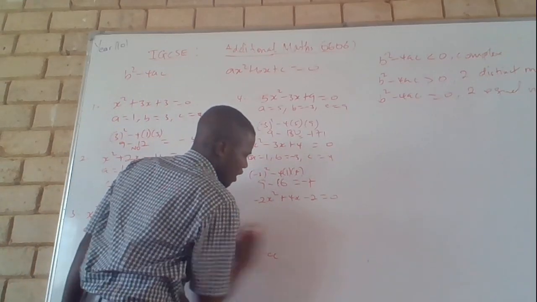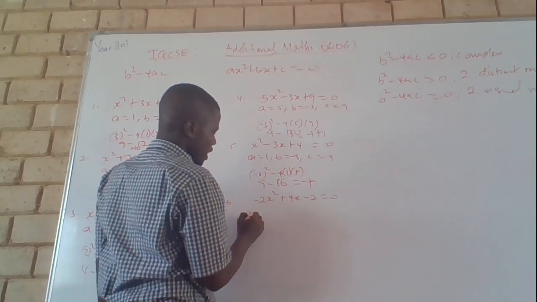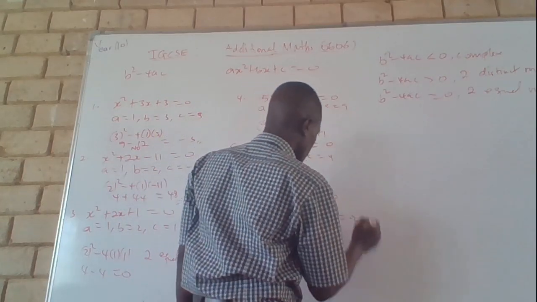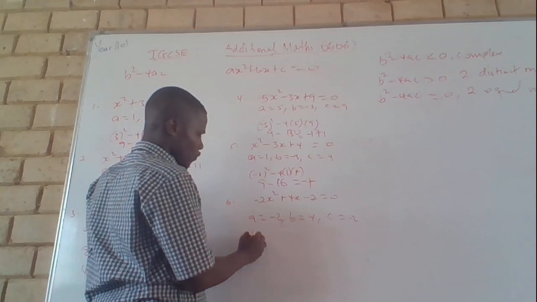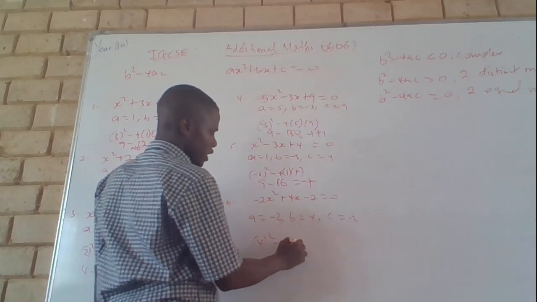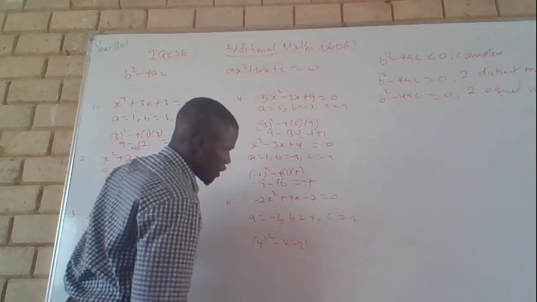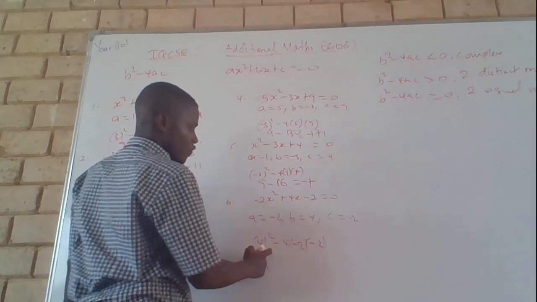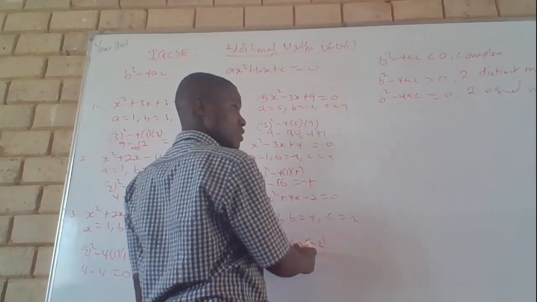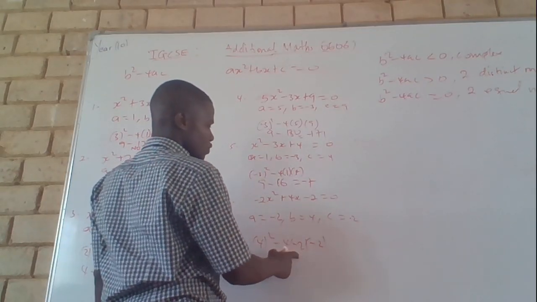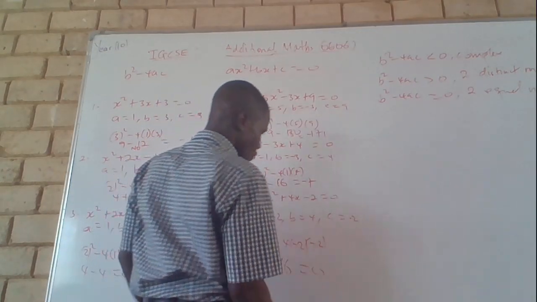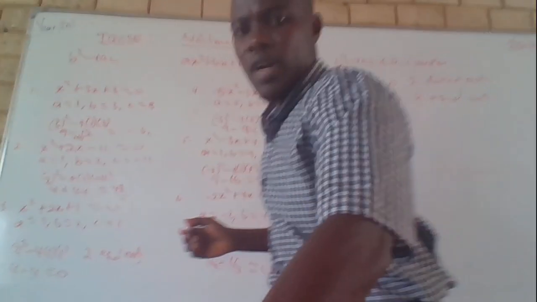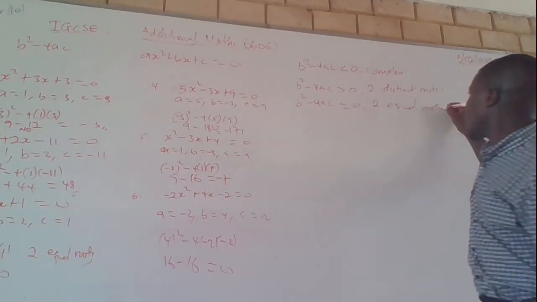Let's come to the last one for today. Our A here is negative 2, our B is 4, our C is negative 2. So b is 4, all squared, minus 4 times A, which is negative 2, times C, which is also negative 2. 4 squared is 16. Positive times negative is negative. 4 times 2 is 8, times 2 is 16. This is 0. So this will have two equal roots.